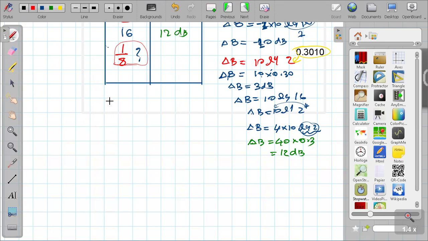1/8. This is very weird. I can write 2 in formula, 2 to the power 3. Then that 2, 4, 8. So it's 2 to the power 3. This looks very horrible now.